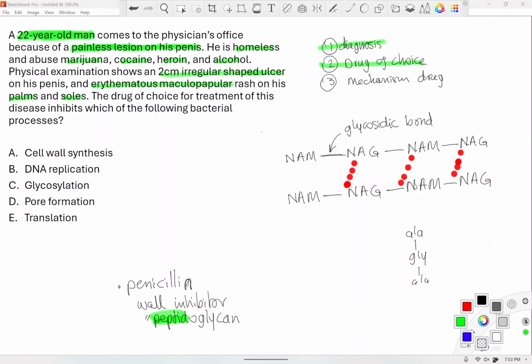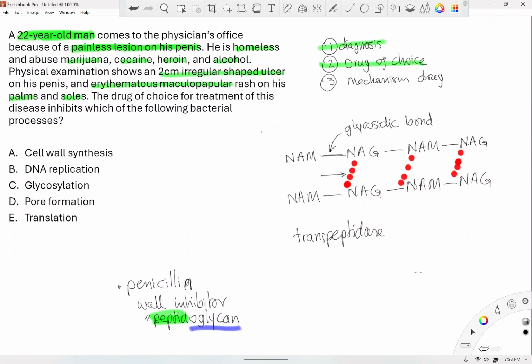Glycans come from sugar. So this blue part is the glycan. That's why it's called peptidoglycan, because a single layer of the cell wall is made of tetrapeptide and glycan, combined. Now, how do bacteria make these cell walls? That's important. Which enzyme attaches these 4 amino acids? That is called transpeptidase.